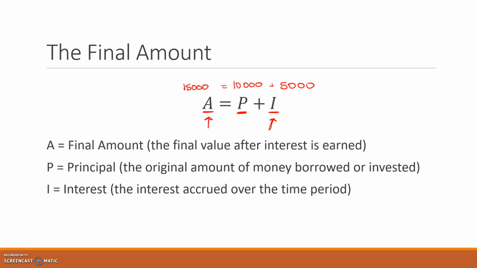Some questions might ask for one or the other without using the letter like that, though. Some might say how much extra interest was earned. In that case, I is what we're looking for. And some questions might say, what was the final amount that was owed? Or what was the final value of the investment? In that case, A is what we're looking for. So we need to be careful. We need to think about which formula I'm using, which part of the formulas I'm looking for.